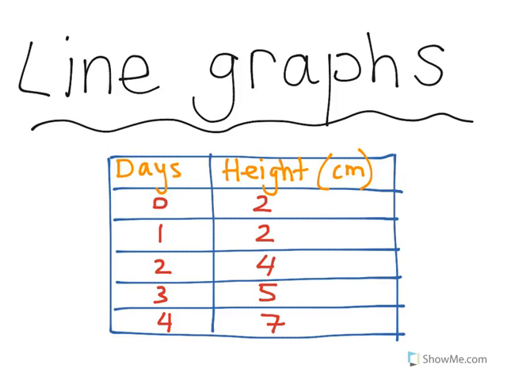So the example we've got here, we've got days and height. So I'm measuring the height of a plant. So every day I would go out with my ruler and measure how tall it has grown. And I'm doing that over the course of several days, which is a period of time. So because I have results over a period of time, I know to use a line graph.